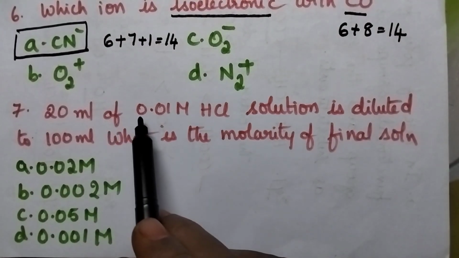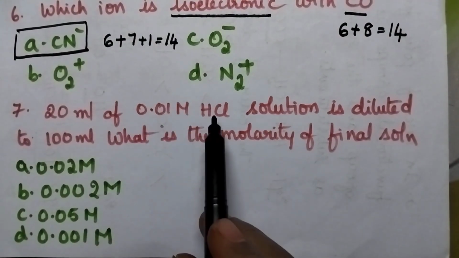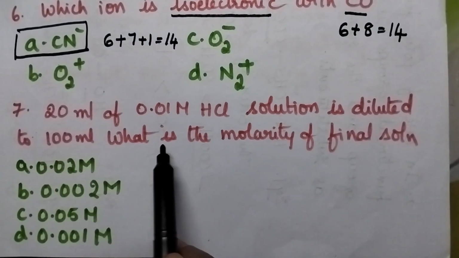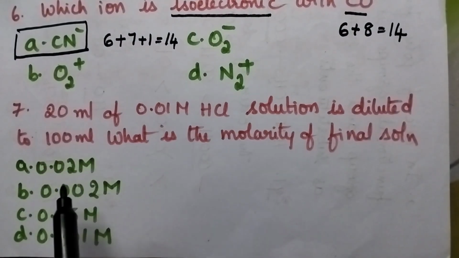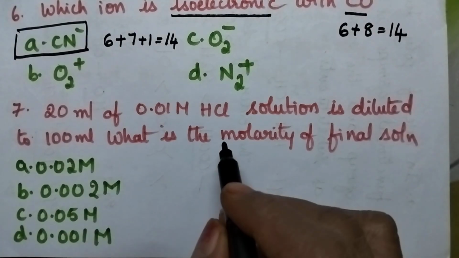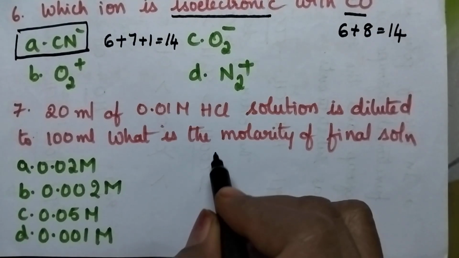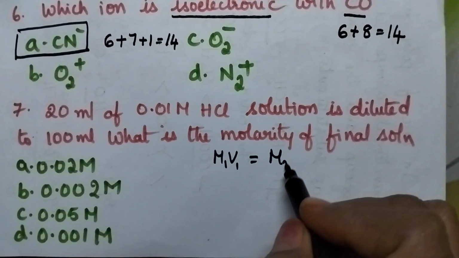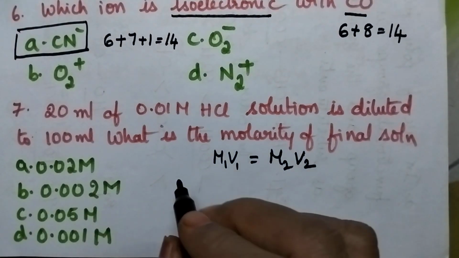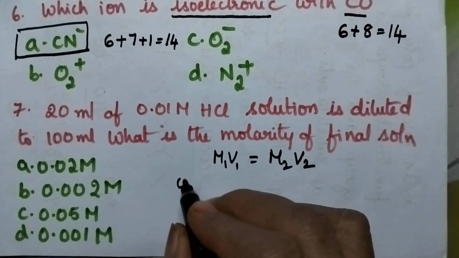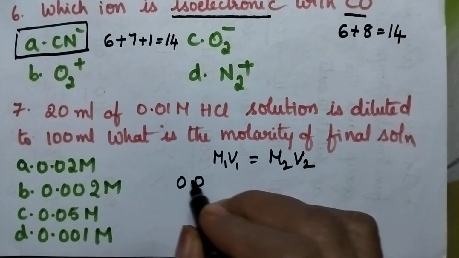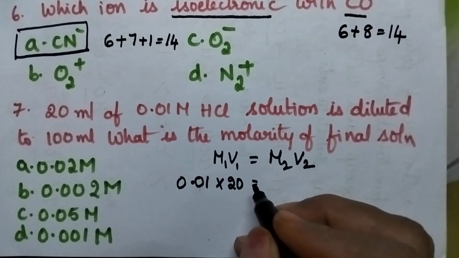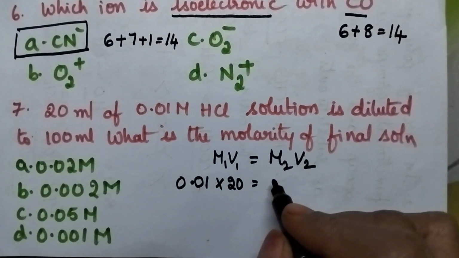20 ml of 0.01 molar HCl solution is diluted to 100 ml. What is the molarity of the final solution? Here we have to apply the dilution law, that is M1V1 equal to M2V2. So here molarity of the initial solution is 0.01 into volume is 20. And the final solution molarity we have to find.